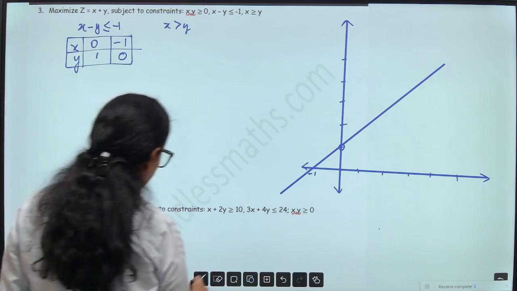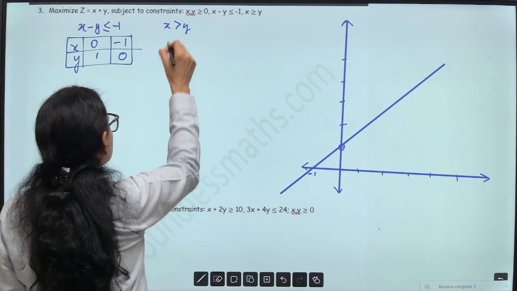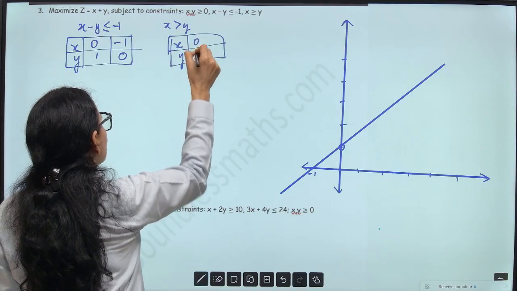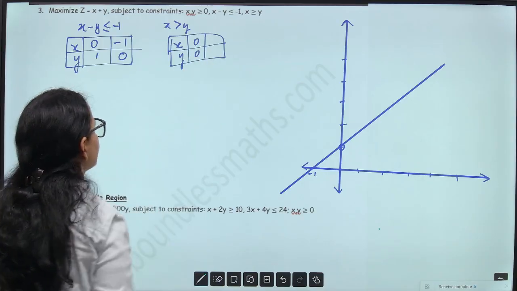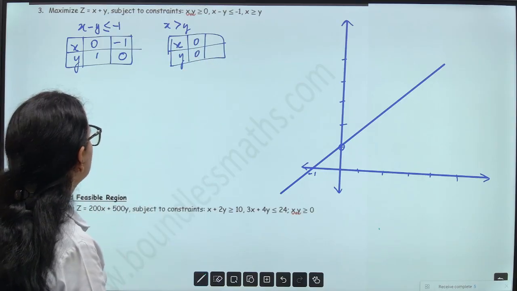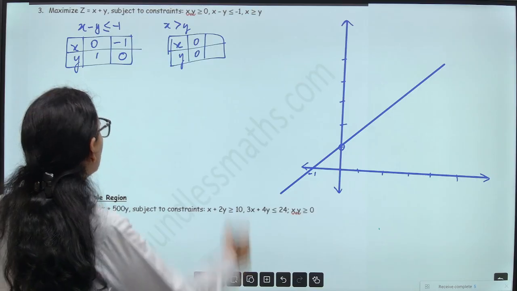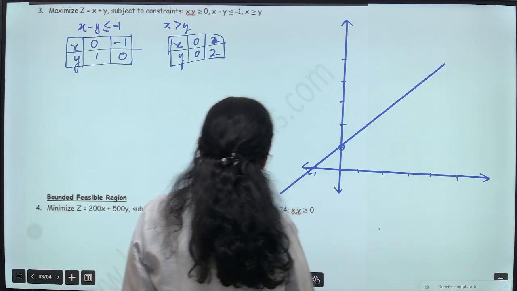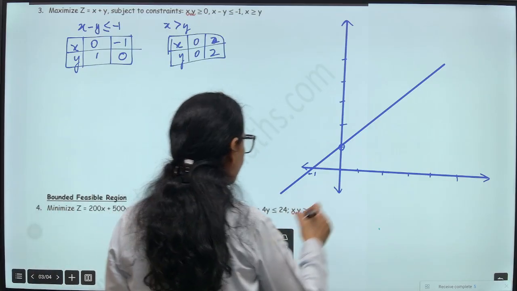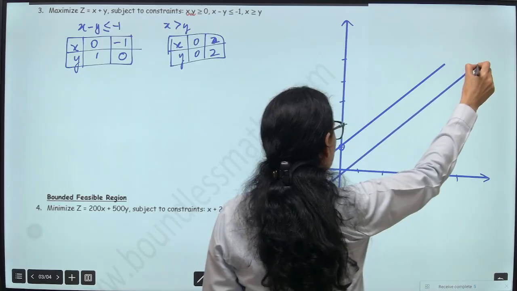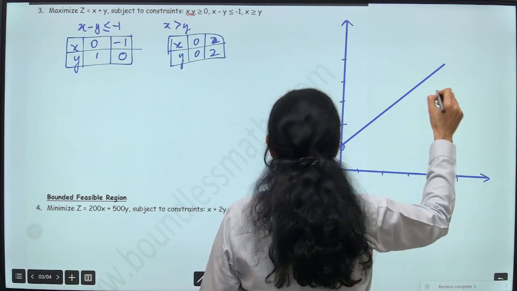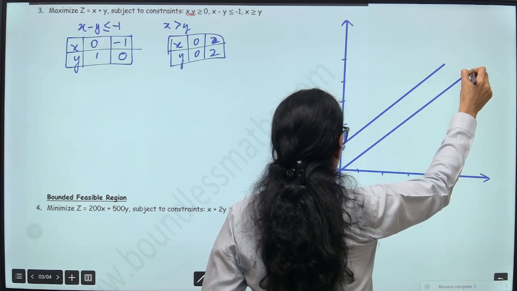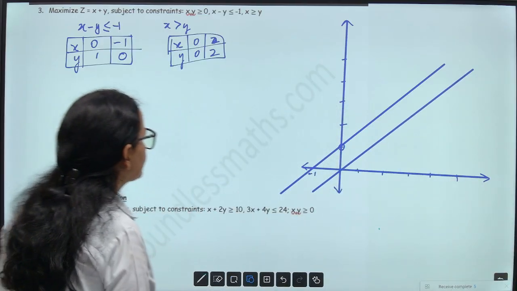Second inequality, x is greater than y. Make the xy table. If x is 0, y is 0. So both x and y 0 are already covered. So you take some other value. For example, if x is 2, what is the value of y? Y is also 2. So that means it is again going to be a straight line passing through the origin. So this is the second inequality where we have a straight line passing through the origin, right? So these are the two inequalities.